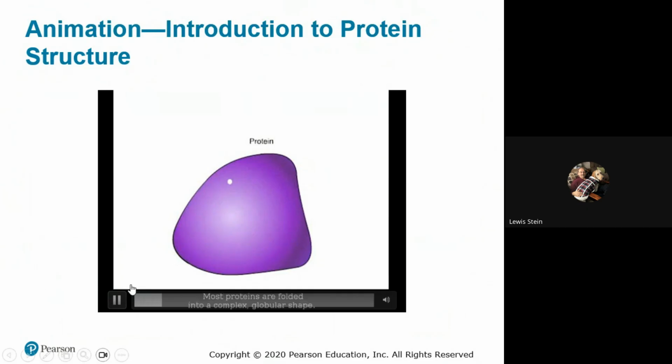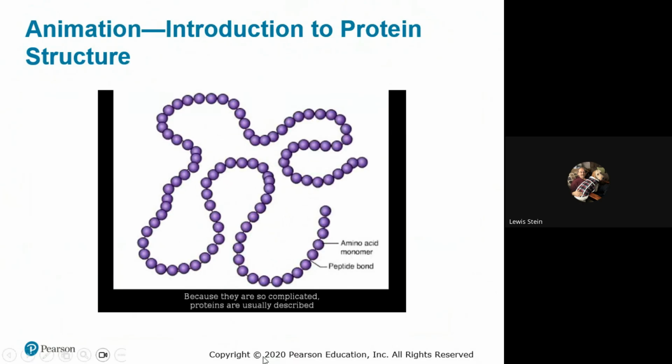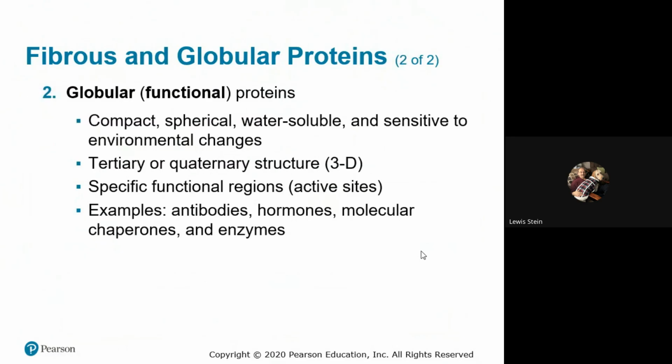Most proteins are folded into a complex globular shape. Each protein molecule consists of one or more chains of amino acid monomers. The amino acids are linked by peptide bonds, so a protein polymer is often called a polypeptide. Because they are so complicated, proteins are usually described in terms of 4 levels of structure. That's primary, secondary, tertiary, and quaternary. Normally what happens, as we talked about earlier, is heat and pH changes. Tertiary and quaternary structures are 3-dimensional.